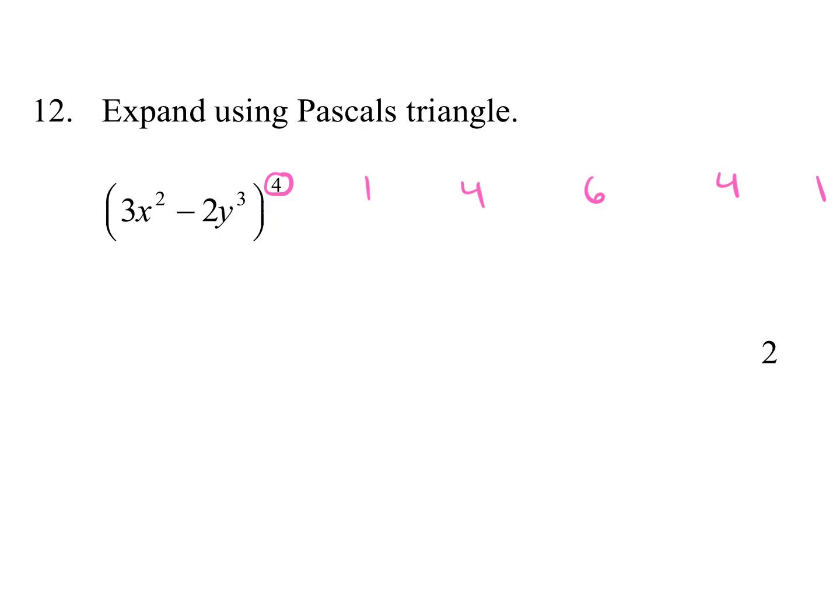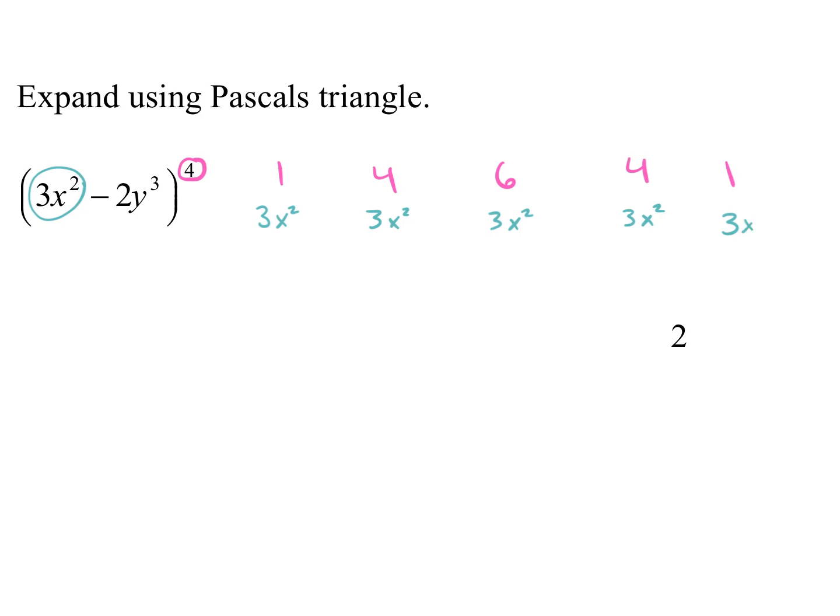Then each column is going to get 3x squared. So we start with 3x squared to what power? To the fourth power. 3x squared to the third power, 3x squared to the second power, 3x squared to the first power, 3x squared to the power of 0.